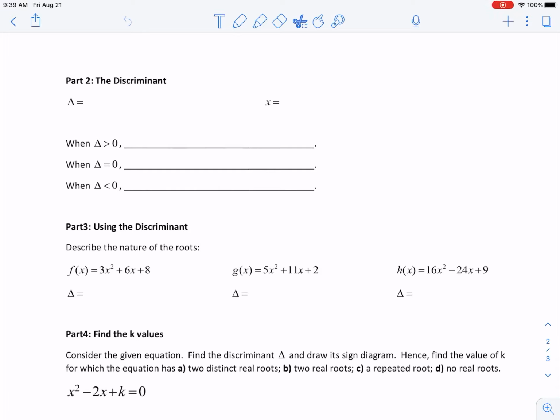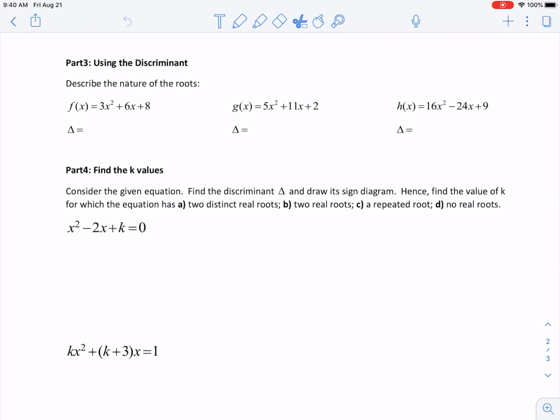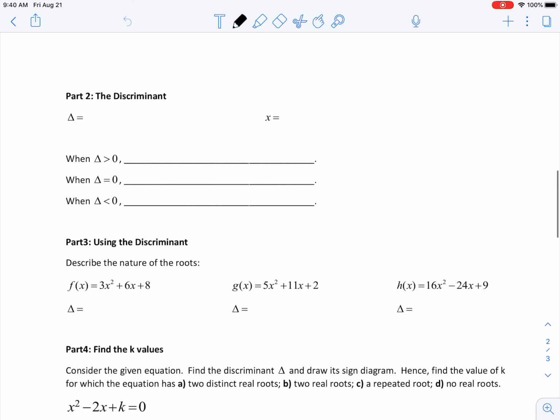I wanted to talk about the discriminant, and I have another video, but I realized that that video doesn't quite do everything that I want it to do, and it doesn't work the very first of these problems. Oh, that's okay.